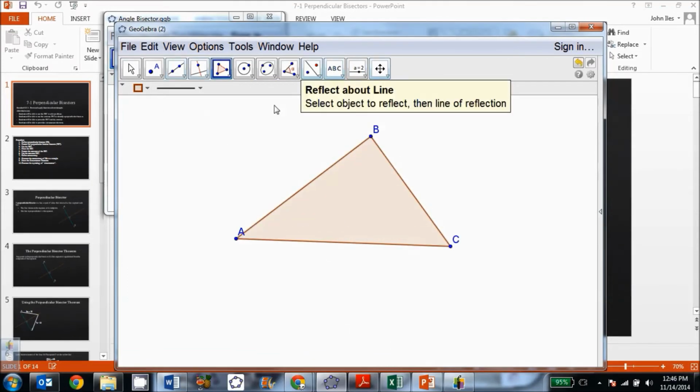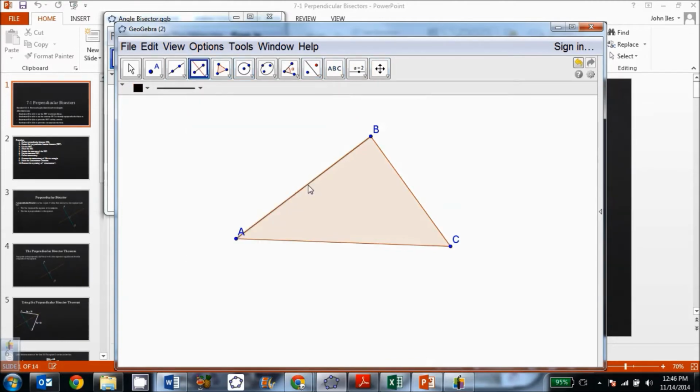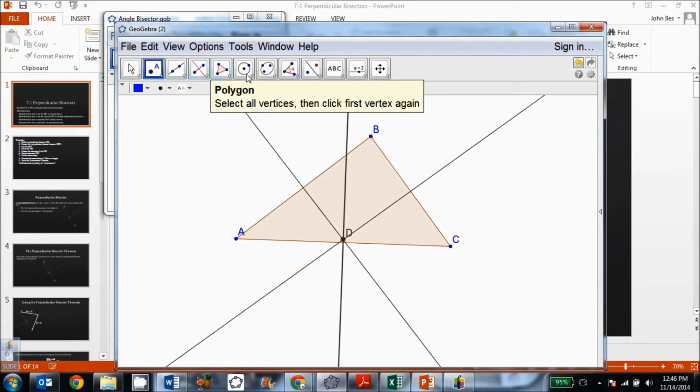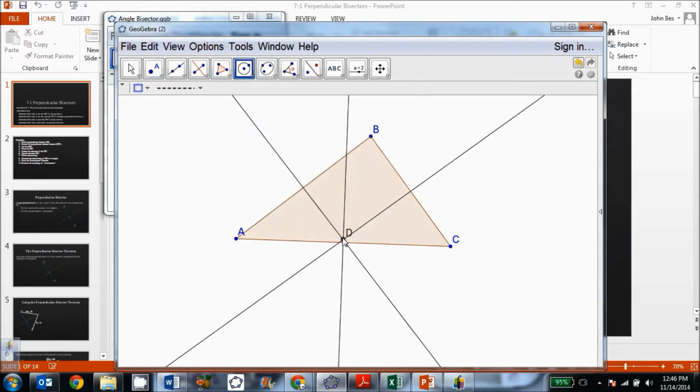Here's a polygon, and I'm going to draw the perpendicular bisectors to each side. Notice that they meet clear down here. This point, point D, is the circumcenter for the polygon. I can use it to draw a circle that goes around the polygon. All right? So this is the center of the circle.